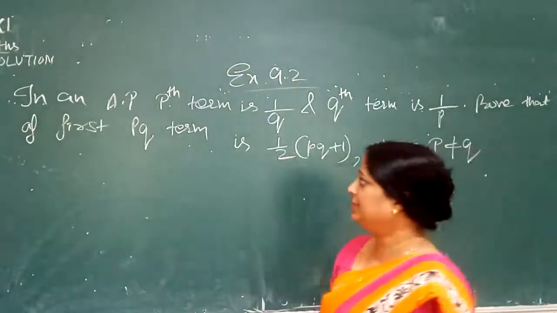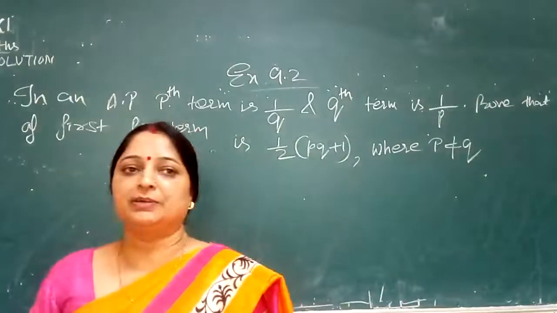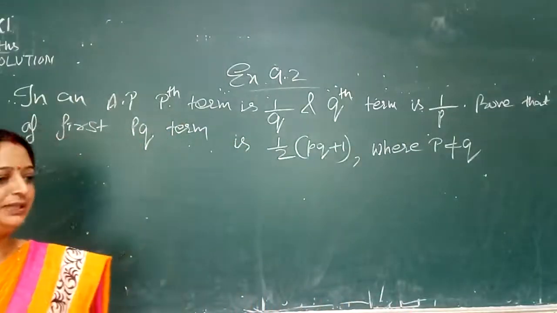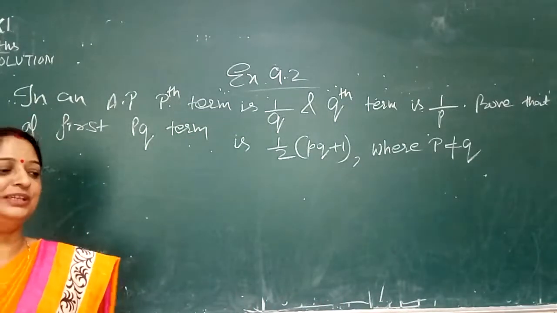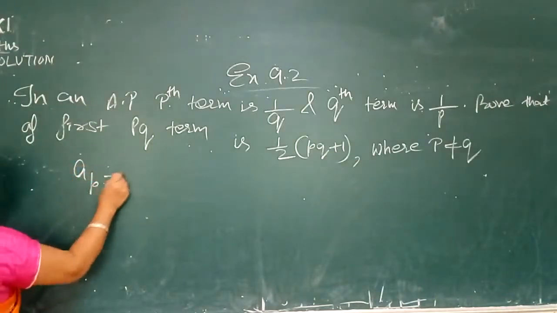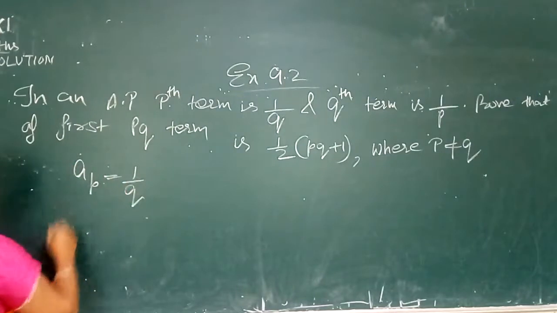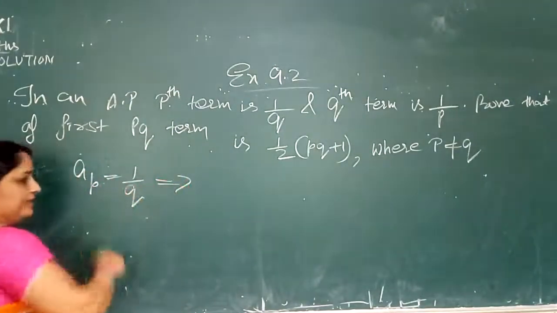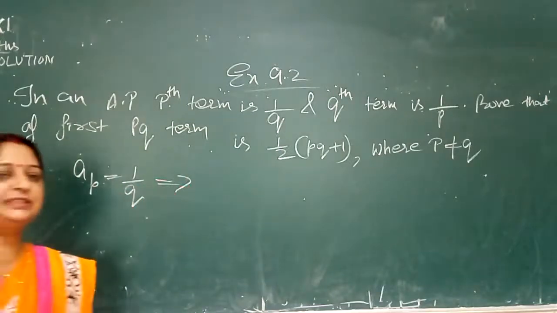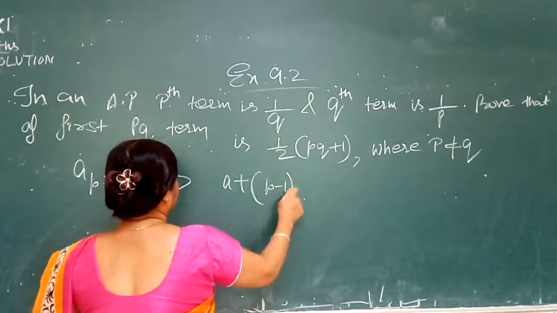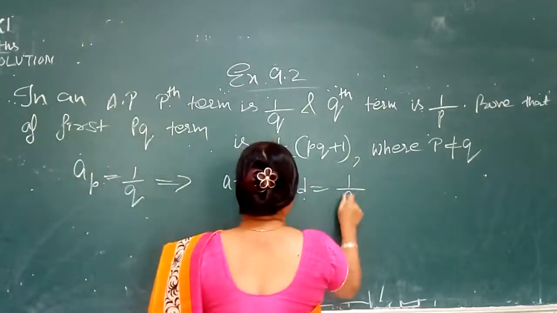And what is given? The pth term is 1 by q. You know that the nth term is a_n equal to a plus n minus 1 into d. Therefore, let us begin the solution. a_p is equal to 1 by q, it is given. And we can write a_p is equal to a plus p minus 1 into d.